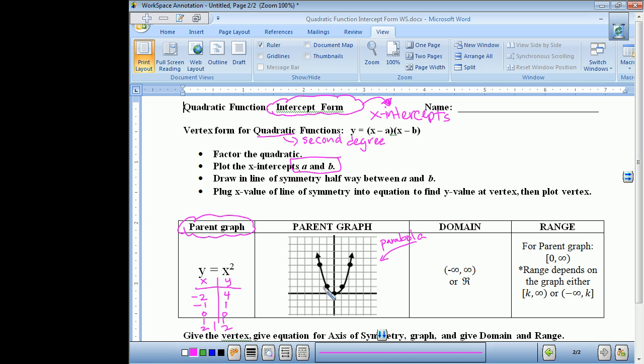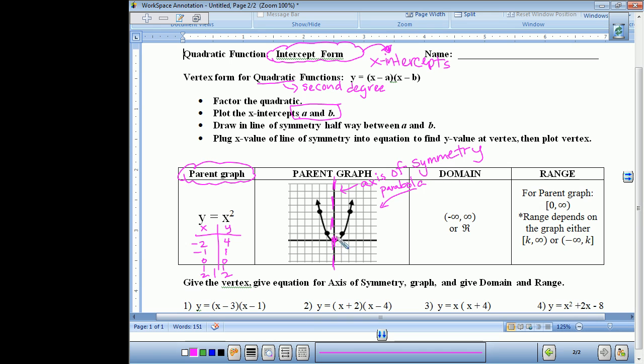Now, look at this parabola. Does it look symmetric? Yeah. That is one of the characteristics of a parabola. It is always symmetric. And this line that it's symmetric across is called the axis of symmetry. A parabola is always symmetric, and the line that it's symmetric across is called the axis of symmetry.